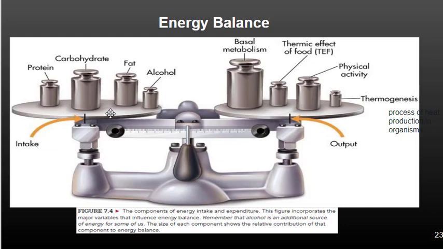So ideally, the amount of food coming in, your BMR, physical activity, and thermal effect would actually be in balance. Okay, if it's not in balance, if you're consuming too much food, obviously you're going to put on weight. If you're not consuming enough food, you might actually become underweight.